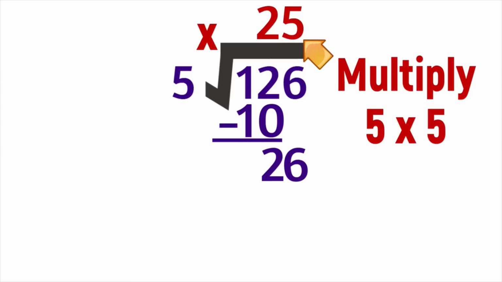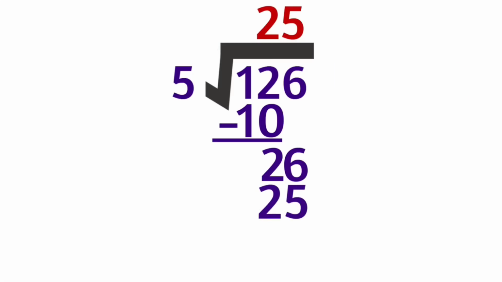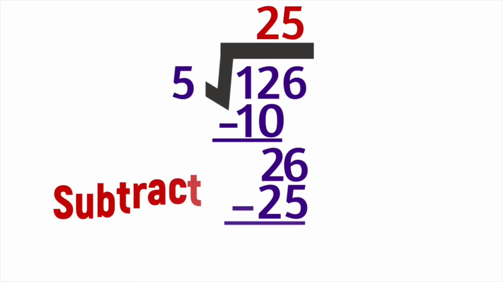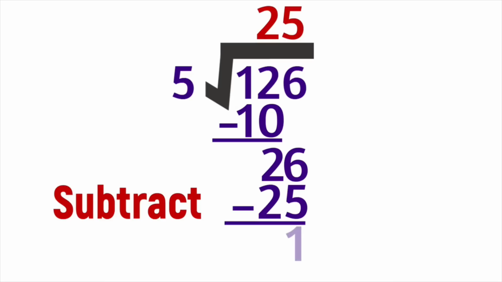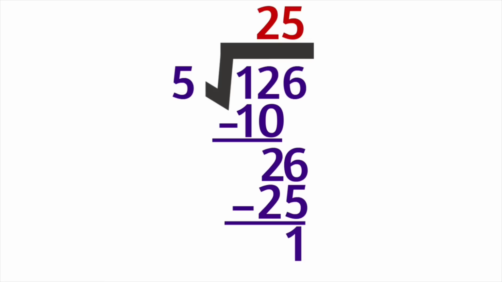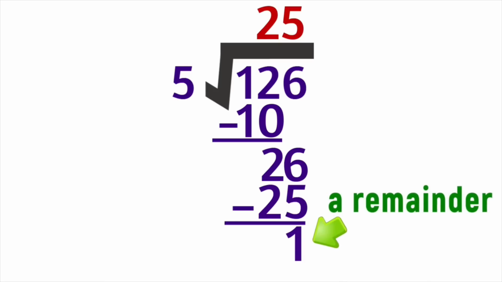25. Yes, we put that answer, the number 25, right here under this 26. Then we subtract. 26 minus 25 equals 1. Yeah, and there's nothing left to bring down, so we're all done with the steps. We have a remainder again, don't we? Instead of a 0 down here, there's a 1. This is called a remainder.